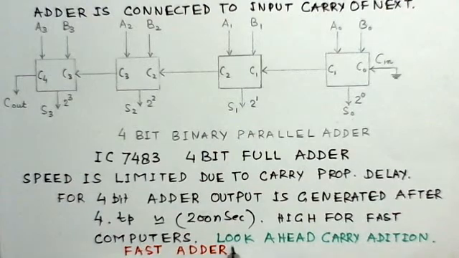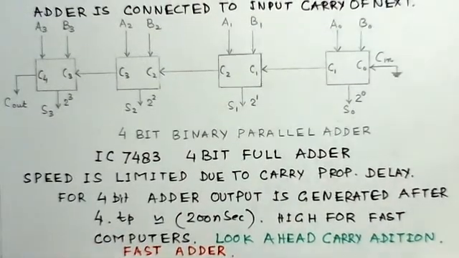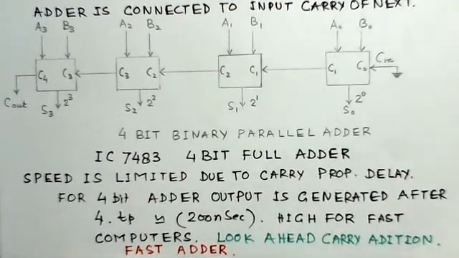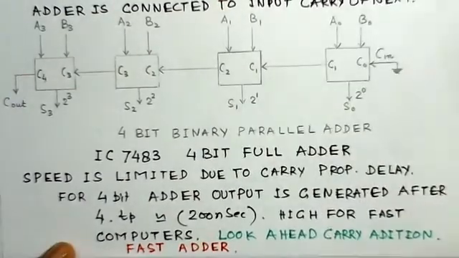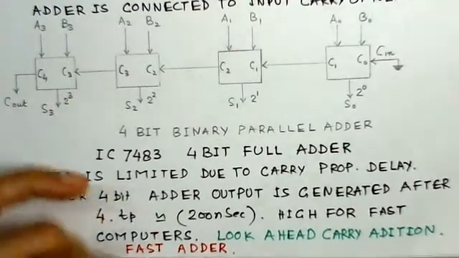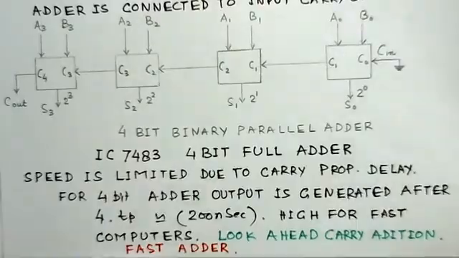Now the process used here is look-ahead carry addition. Extra hardware is used so that it finds whether the carry would be generated or not, and accordingly it will be taken care of. And such circuits are called fast adders because they don't have the propagation delay.